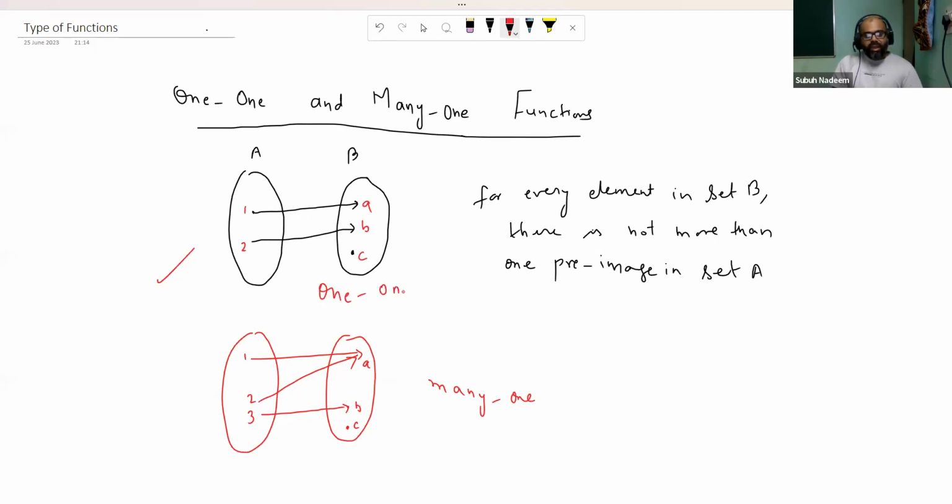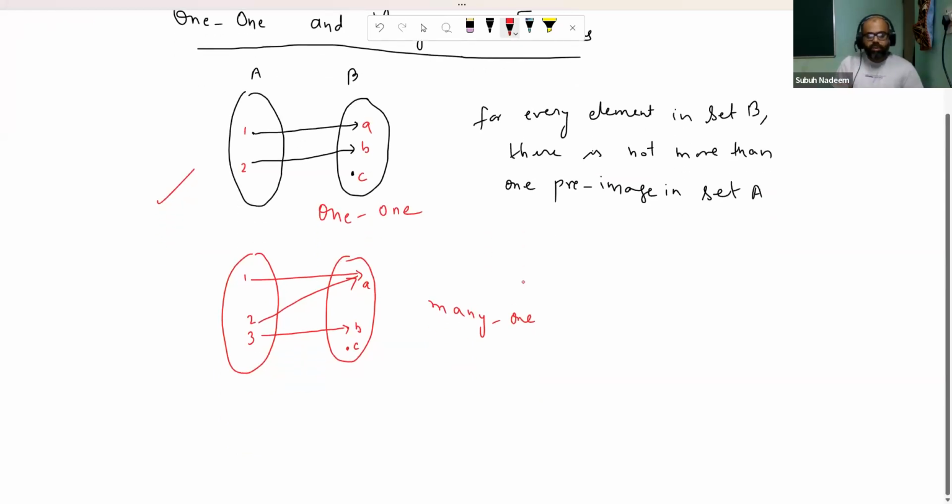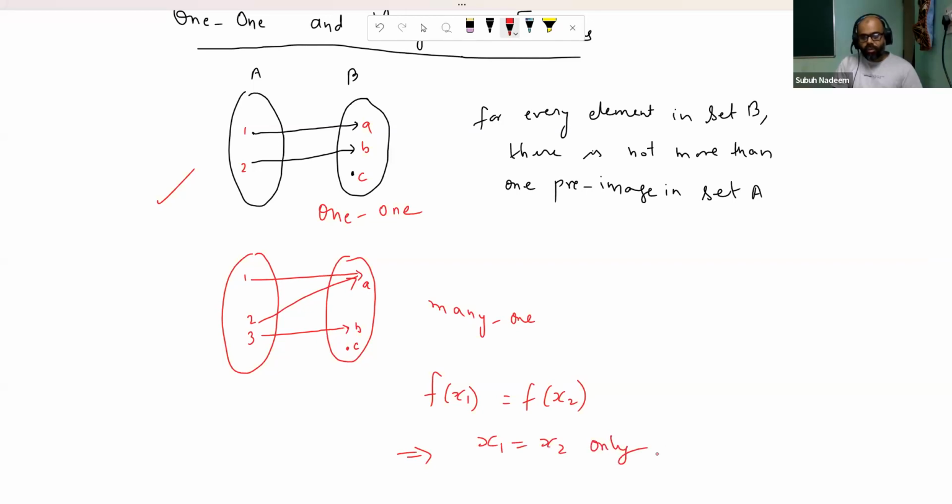Now, how do we check that a function is a one one function or a many one function? For that, we take f of x1 is equal to f of x2. And if we are able to prove that x1 is equal to x2 only, then it is one one.